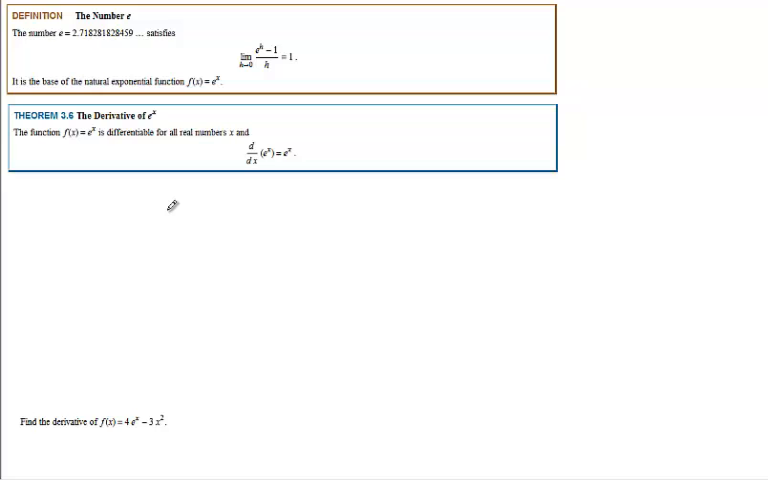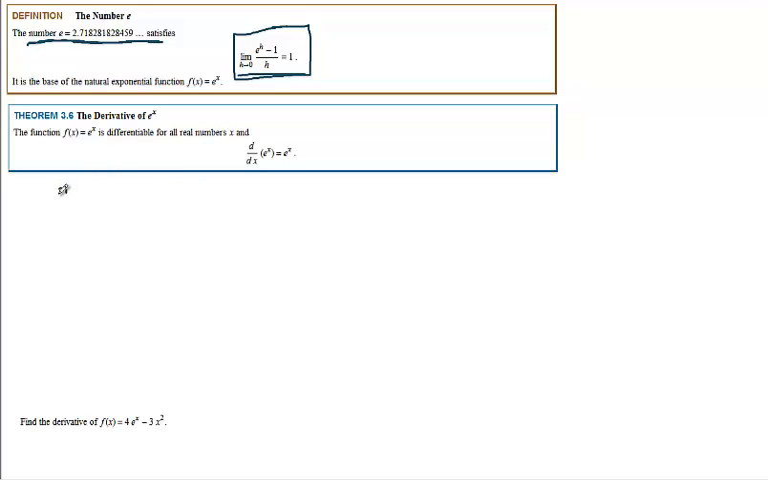We're now going to look at the derivative of e to the x. First off, they go ahead and define how the number e is actually given. The number e, and this is a definition, so it's nothing to prove, we are just stating this fact right off the bat. The number e itself satisfies this condition. So with that, we're going to use that definition to prove this theorem.